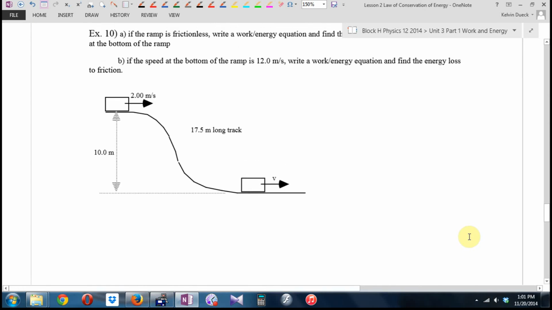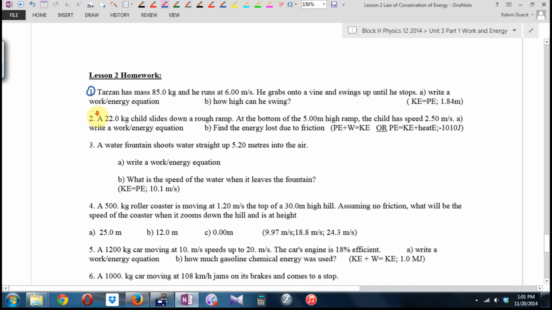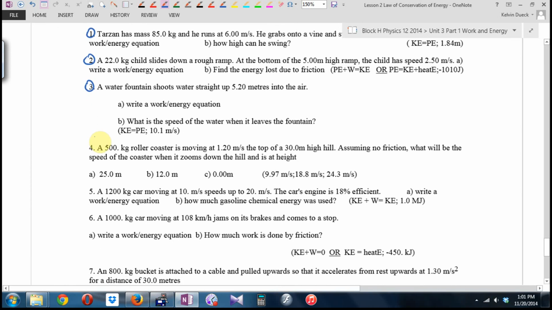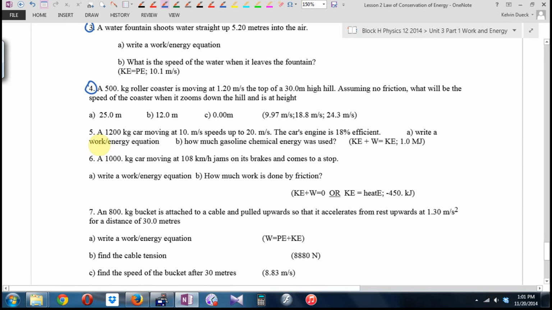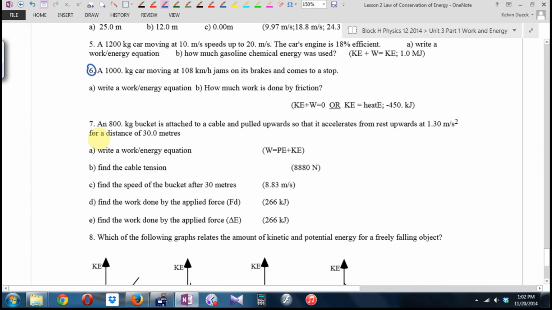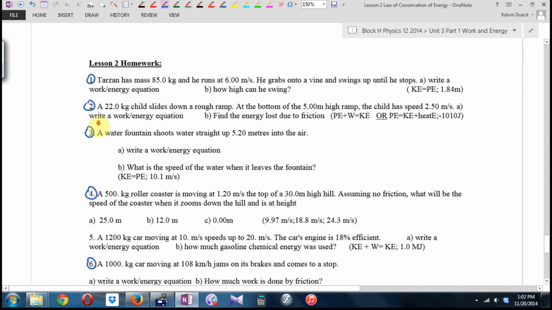I was going to do number 10. Instead, I'm going to say, okay, homework time. Try number 1. Try number 2. 3 is good. 4 is good. 6 is good. Skip 5. 7 is good. I'll pass on 8. So right now I've assigned 1, 2, 3, 4, 6, 7.